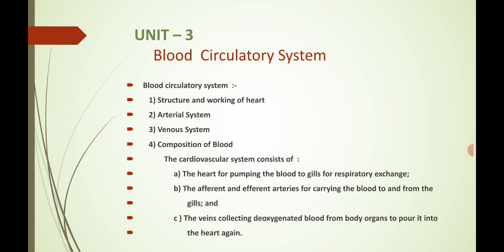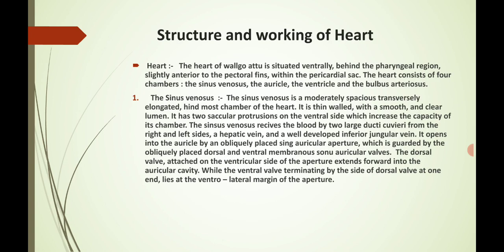Firstly, the heart pumps the blood to the gills for respiratory exchange. Then the afferent and efferent arteries carry the blood to and from the gills. And the veins collect the deoxygenated blood from the various organs and pour it into the heart again. Now we are going to see firstly the structure and working of the heart.